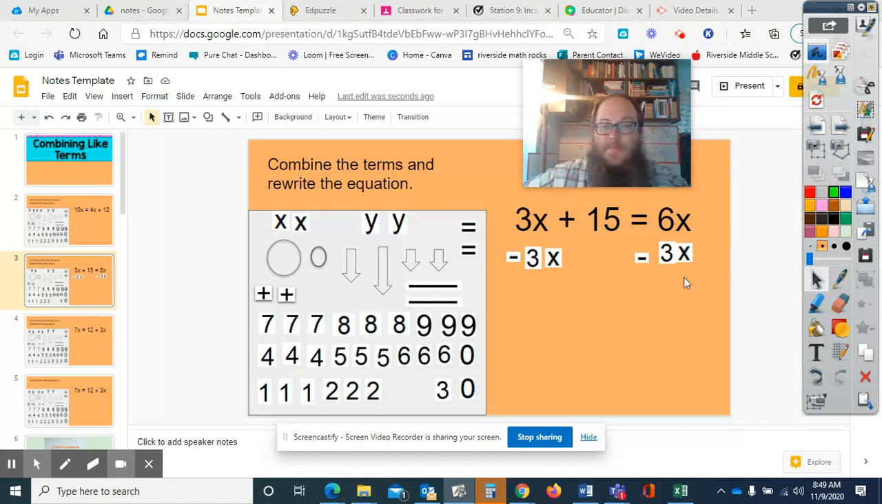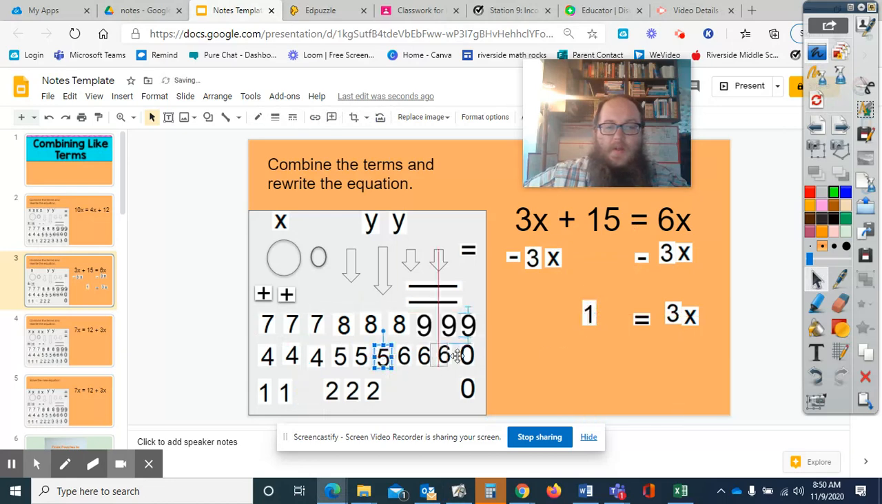I can go ahead and 6x minus 3x leaves me with 3x down here. I bring my equal sign over, put it right underneath there. And what do I still have left over here? Well, I've still got this 15 that I haven't done anything with. So I'm going to bring the 15 straight down and bring my arrow down, to show that 15 equals 3x. We're going to go ahead and stop there because, again, we could solve it later, but I just want you to stop there to make sure that you're able to at least combine your terms.